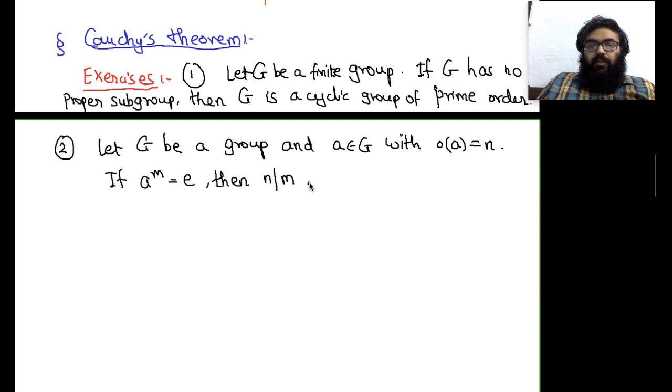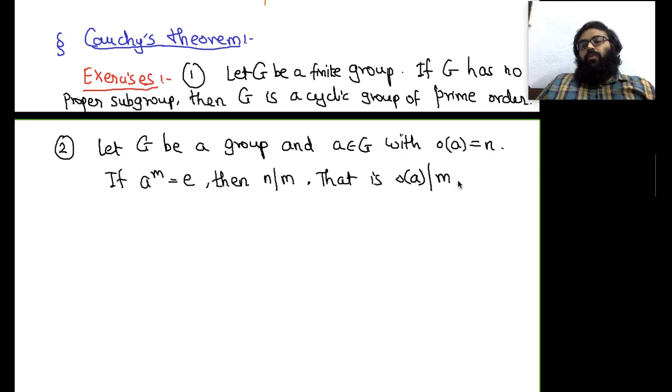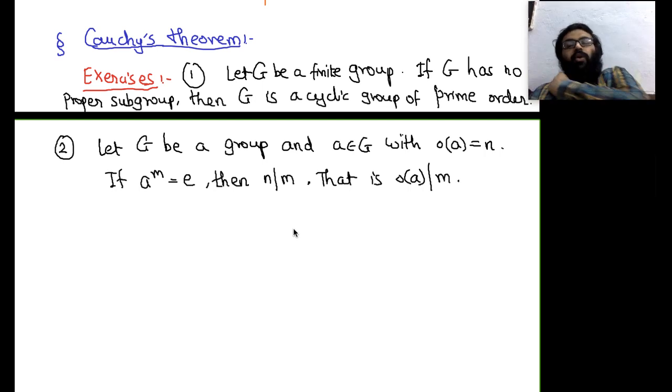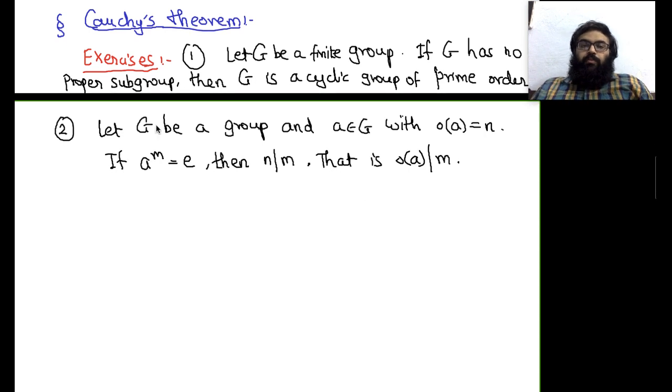So that is, the order of A divides m. So it is not just the smallest, but whatever the power m such that A raised to m equals the identity, the order of A must divide that power m. Right. So these are the two exercises.